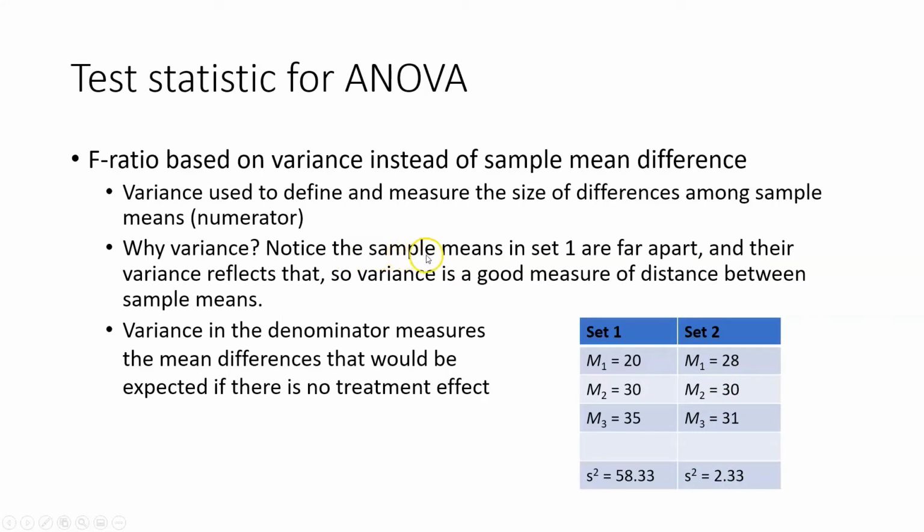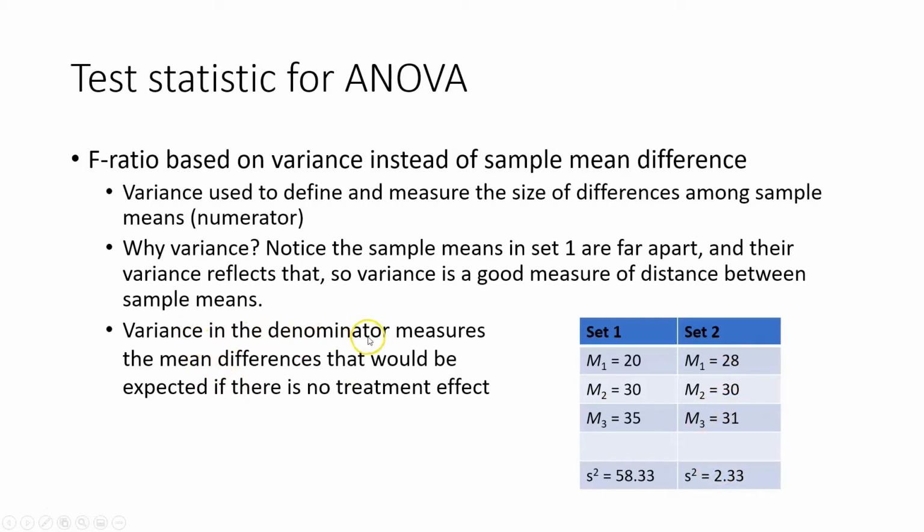So notice that the sample means in set 1 are far apart, right here, and their variance reflects that. See how large this variance is? So variance is a good measure of the size of the distance between sample means. So since we can't answer the question, what's the difference between 20 and 30 and 35, we can say instead, what size is the variance between these sample means? And here we have a large number to reflect large differences. And for set 2, you have a small number to reflect small differences.